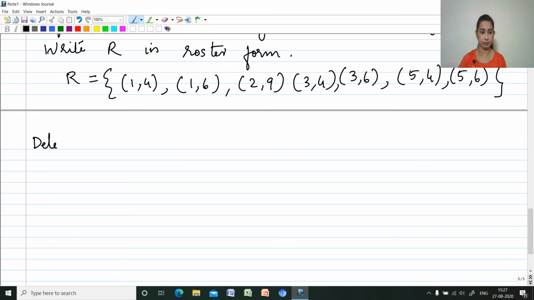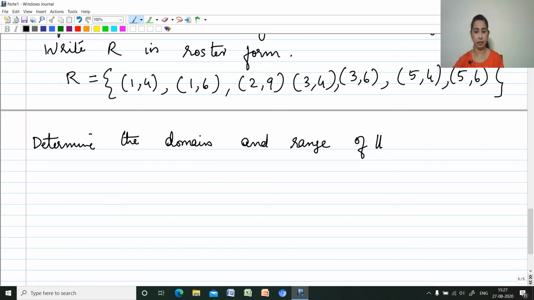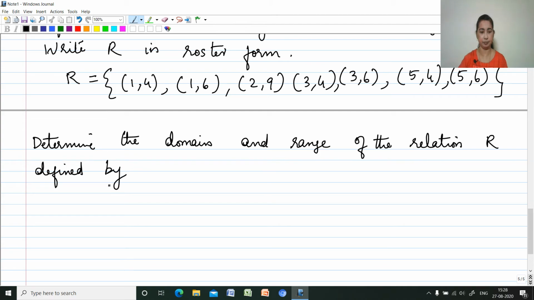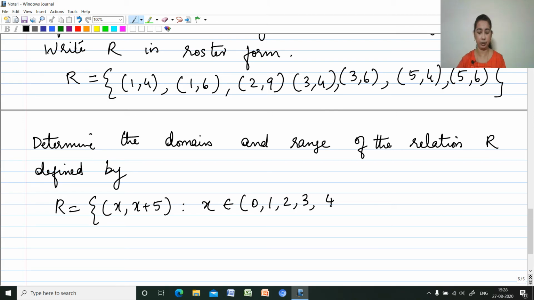Determine the domain and range of the relation R defined by R equals the set of ordered pairs (x, x plus 5) such that x is an element of {0, 1, 2, 3, 4, 5}.